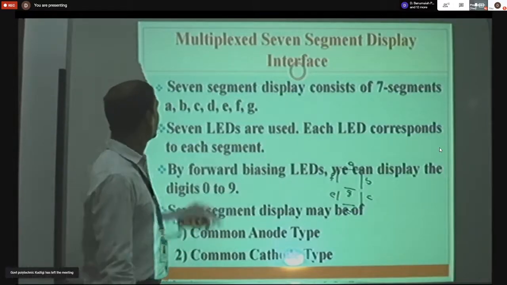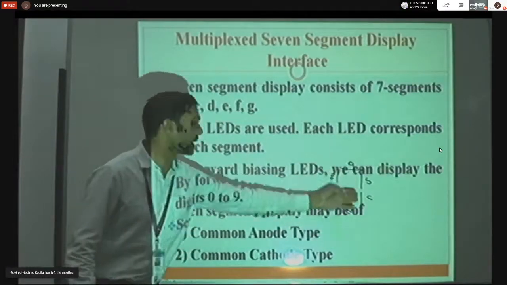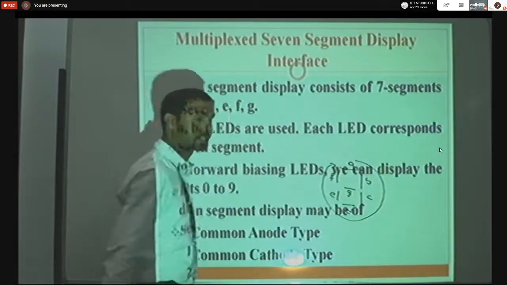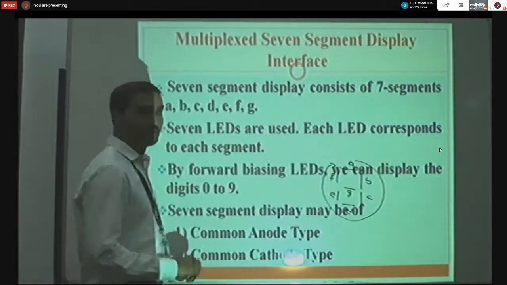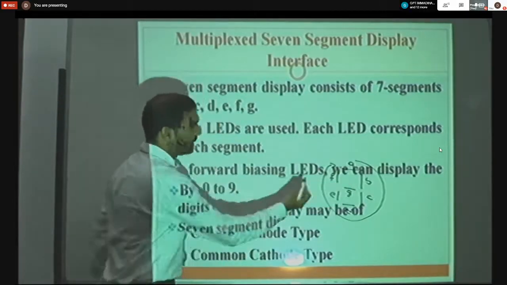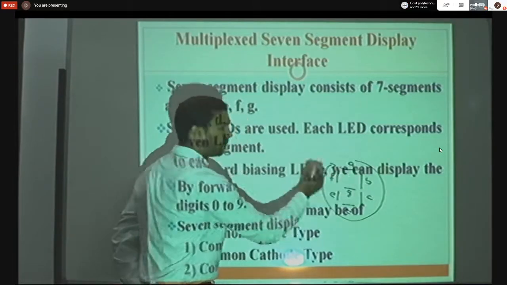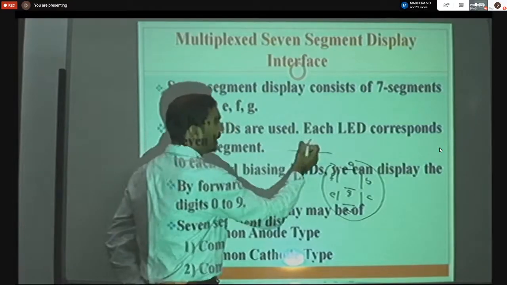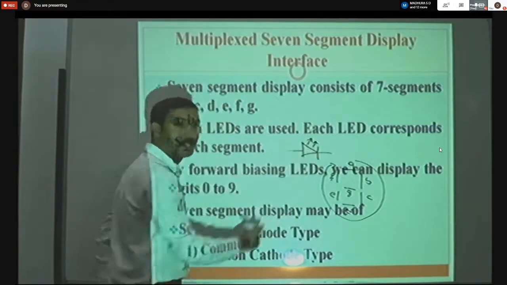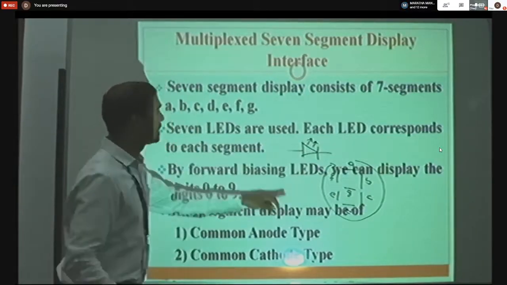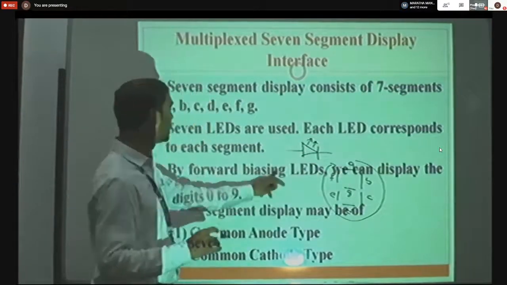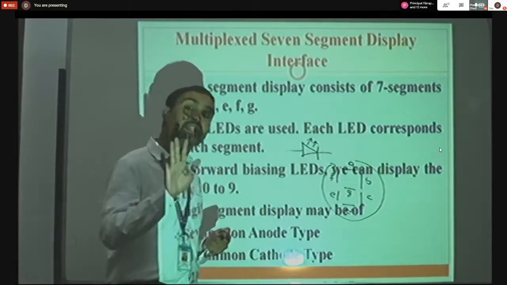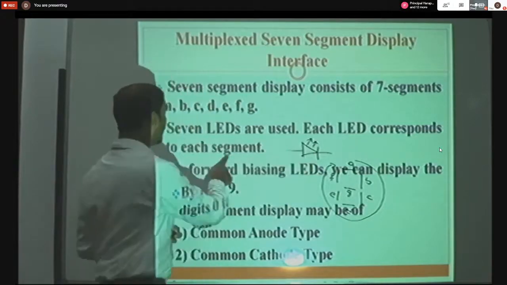A 7-segment display consists of 7 segments: A, B, C, D, E, F, G. Here is how they are arranged relative to each other. Start from the top and go in the right direction, and finally end up in the left direction. 7 LEDs are used. Since 7 segments are there, each and every segment is nothing but an LED. So this is the symbol of the LED, where it emits light. That's why it's called a light emitting diode. It emits light. So for each and every segment there is an LED. Totally there are 7 LEDs in a 7-segment display. Each LED corresponds to each segment.